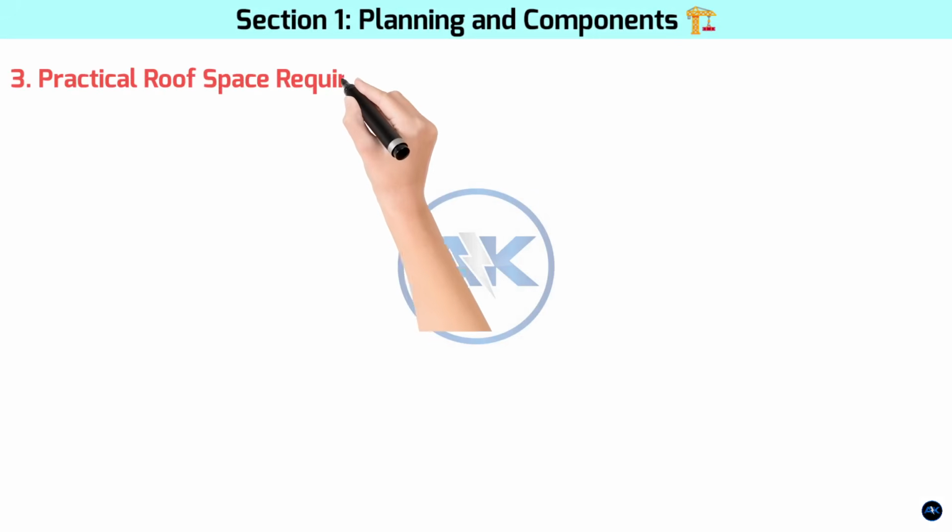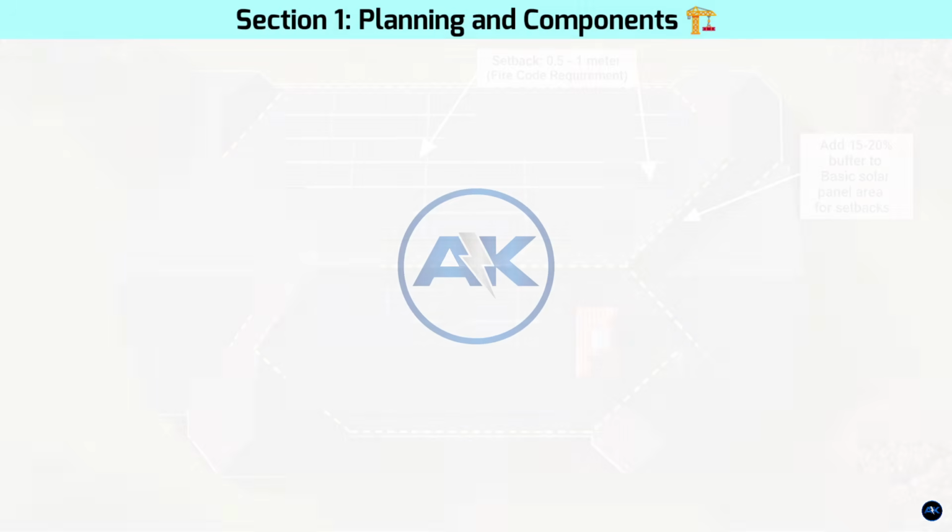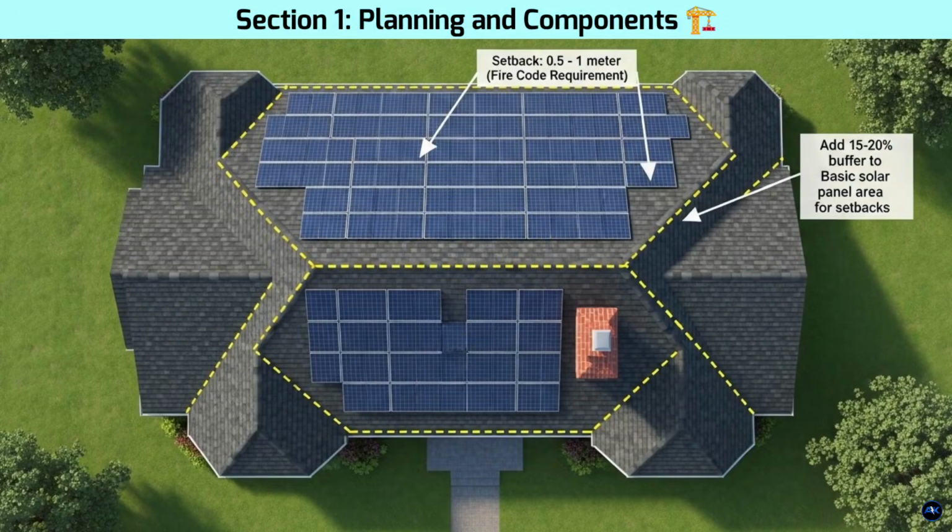3. Practical roof space requirements. A good rule of thumb for residential installations is to add a 15 to 20% buffer to the basic area to account for setbacks. Local fire codes often require a certain distance from the roof's ridge, edges, and chimneys for firefighter access. This can range from 0.5 to 1 meter.